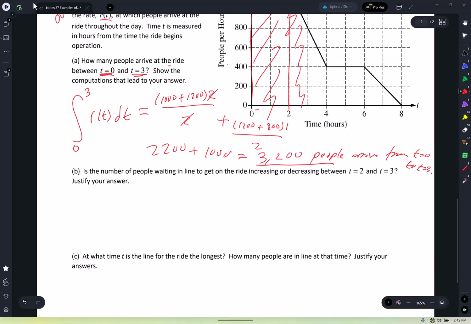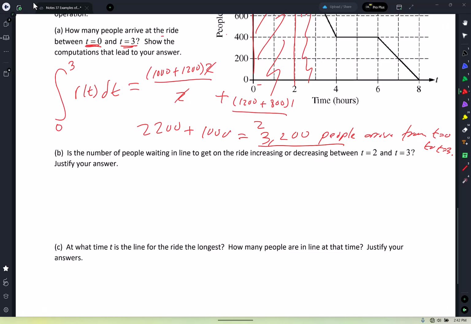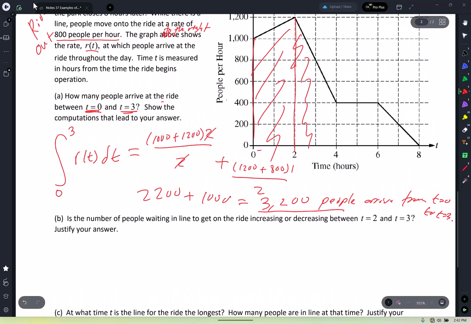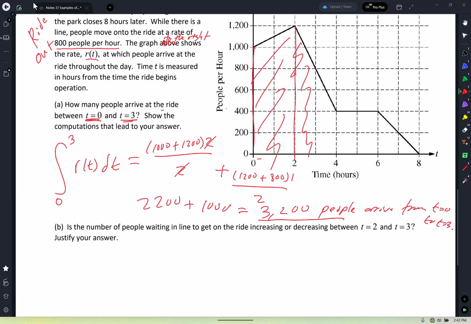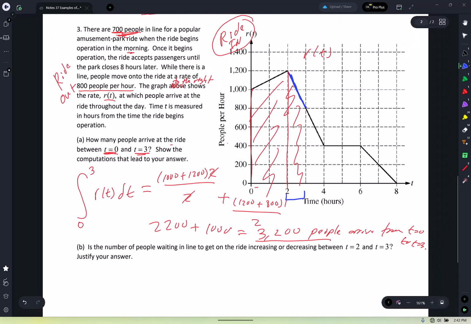Okay, let's see. If you really understand the question, I think you'll get letter B correct. Is the number of people waiting in line to get on the ride increasing or decreasing between t equals 2 and 3? Okay, so between t equals 2 and 3, well, I think we're going all the way to 4. Between 2 and 3, this little part, is the number of people in line increasing or decreasing?